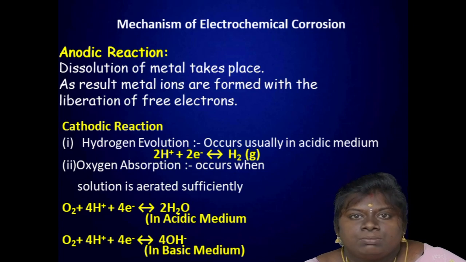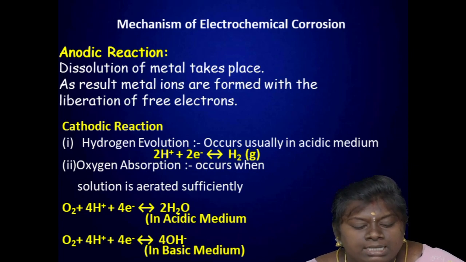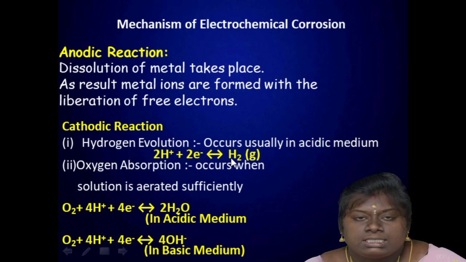In the dissolution of metals, the metal gets oxidized and the electrons leave from the anode surface. At the cathode, hydrogen evolution will occur, and at the same time oxygen absorption will also happen on the surface of the cathode. The 2H+ ions gain electrons from the anode and are evolved as H2 gas.